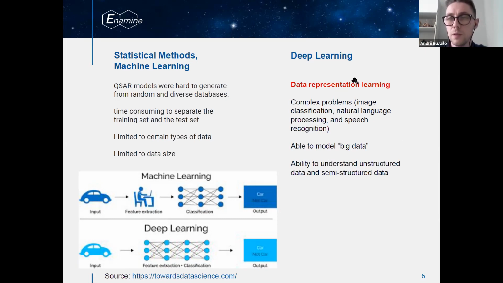Deep learning is very useful in those cases where we talk about big data, where the screening campaign involves, let's say, tens or hundreds of millions of compounds, or where optimization is to be done on a very large data set. Also, it opened the room for a completely new set of problems that can now be solved. For example, image classification, image recognition, natural language processing, and speech recognition.